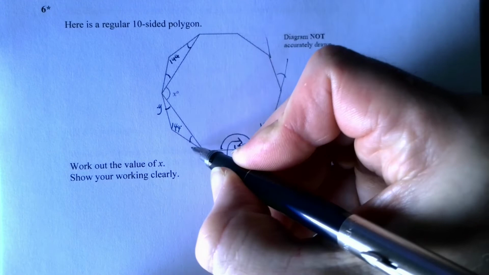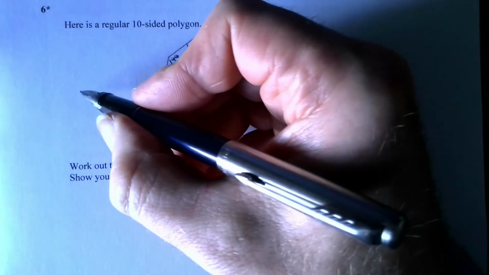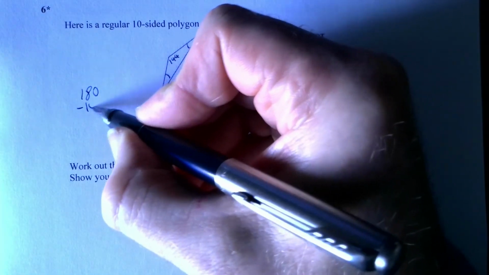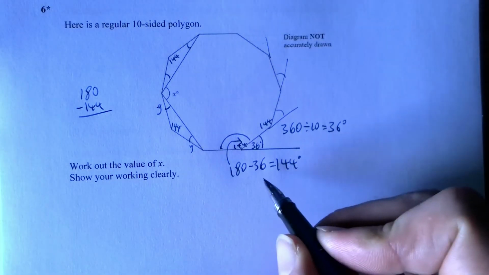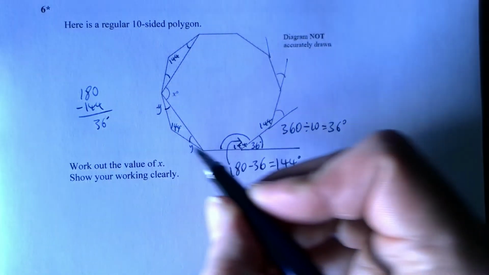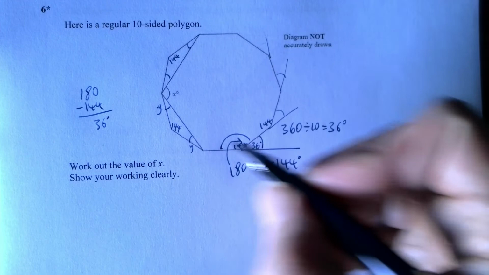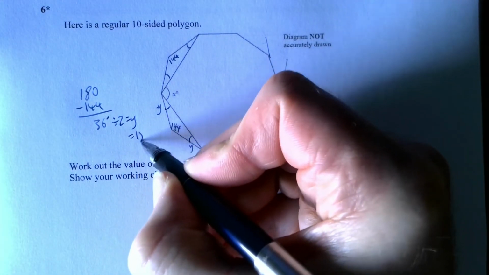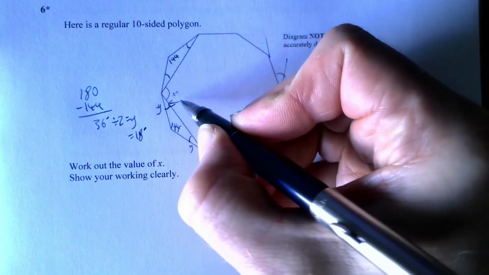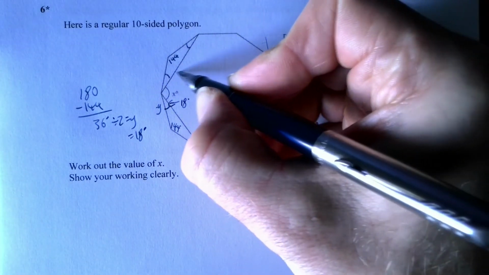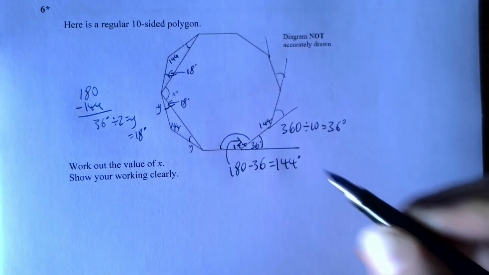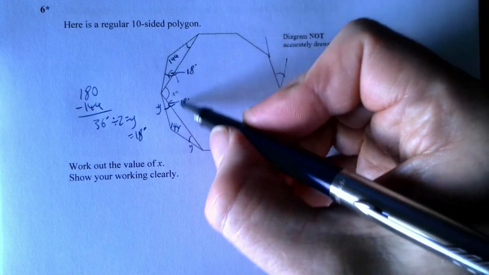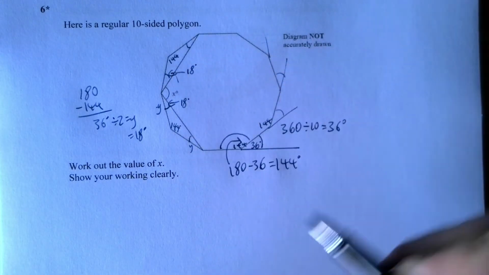It's going to be the same size as that. So maybe we should call that y. So 180 take 144 is going to get us back to 36 degrees. That's got to be shared by the two y's. Divided by 2 equals y equals 18 degrees. So that's 18 degrees. And that's 18 degrees. And the whole of this bit is a 144, isn't it?